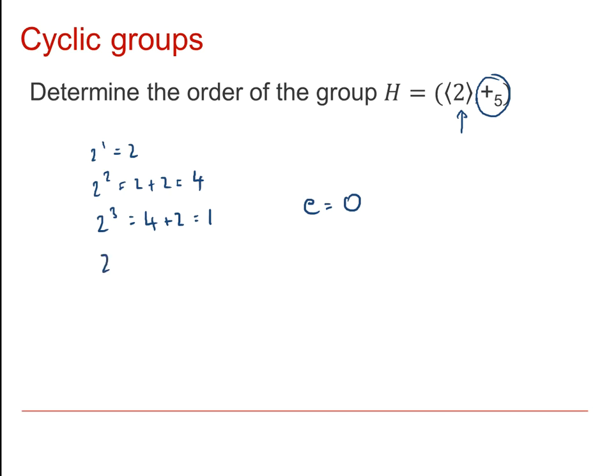So we carry on. 2 to the power 4 is equal to 1 plus 2, which is 3, and then finally 2 to the power 5 is equal to 3 plus 2, which is 5, which modulo 5 is equal to 0, and that's equal to the identity element. So the order of the element is 5, and therefore the order of the group is 5. There are 5 elements, and we could write them as 0, 1, 2, 3, and 4.